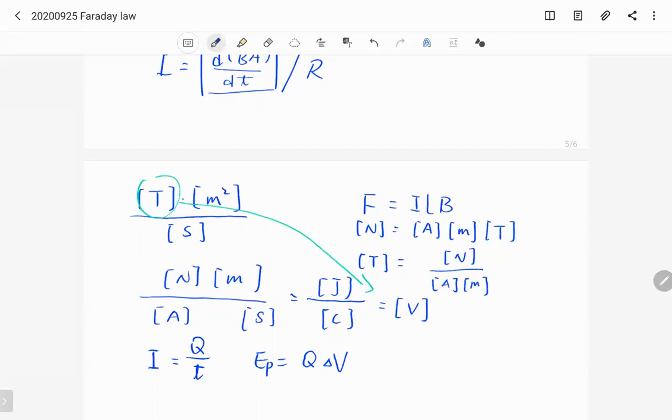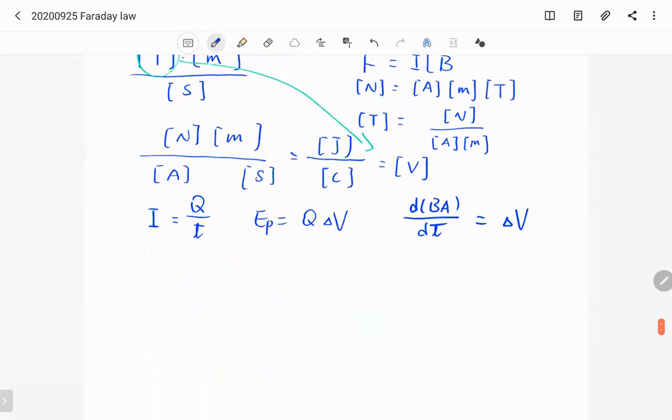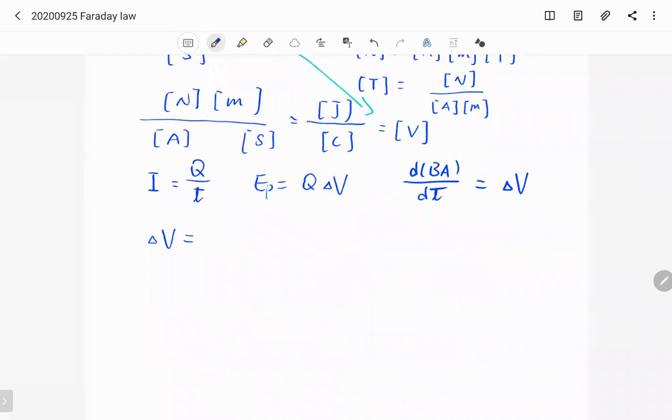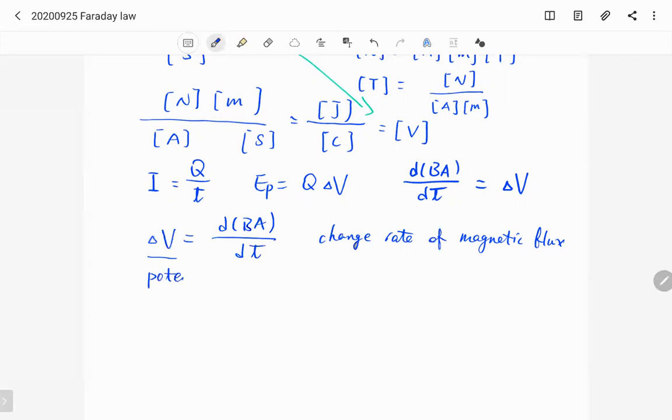Okay, so that means the change of magnetic flux is electric potential, which is very important. So we call this delta V is equivalent to the change of magnetic flux over time. And this change rate of magnetic flux is equal to the potential difference. The potential difference has another name we call the voltage.